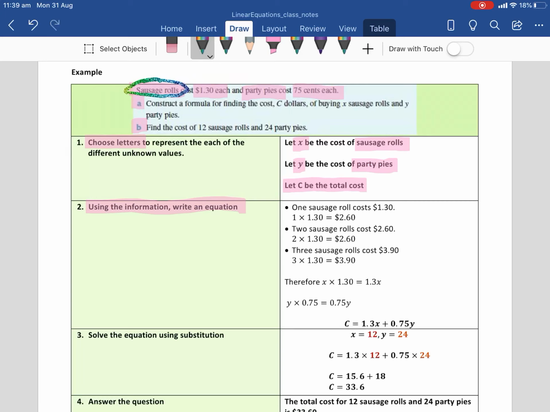Okay, so sausage rolls are $1.30 each, so it's multiplying. $1.30 times X. This is showing that because they cost $1.30 each, if you got 2, it would be $2.60. If you got 3, it would be $3.90. See how we're constantly multiplying it by a different value? That's why we don't know how many they're going to buy, so we leave that as X, because that's the number.